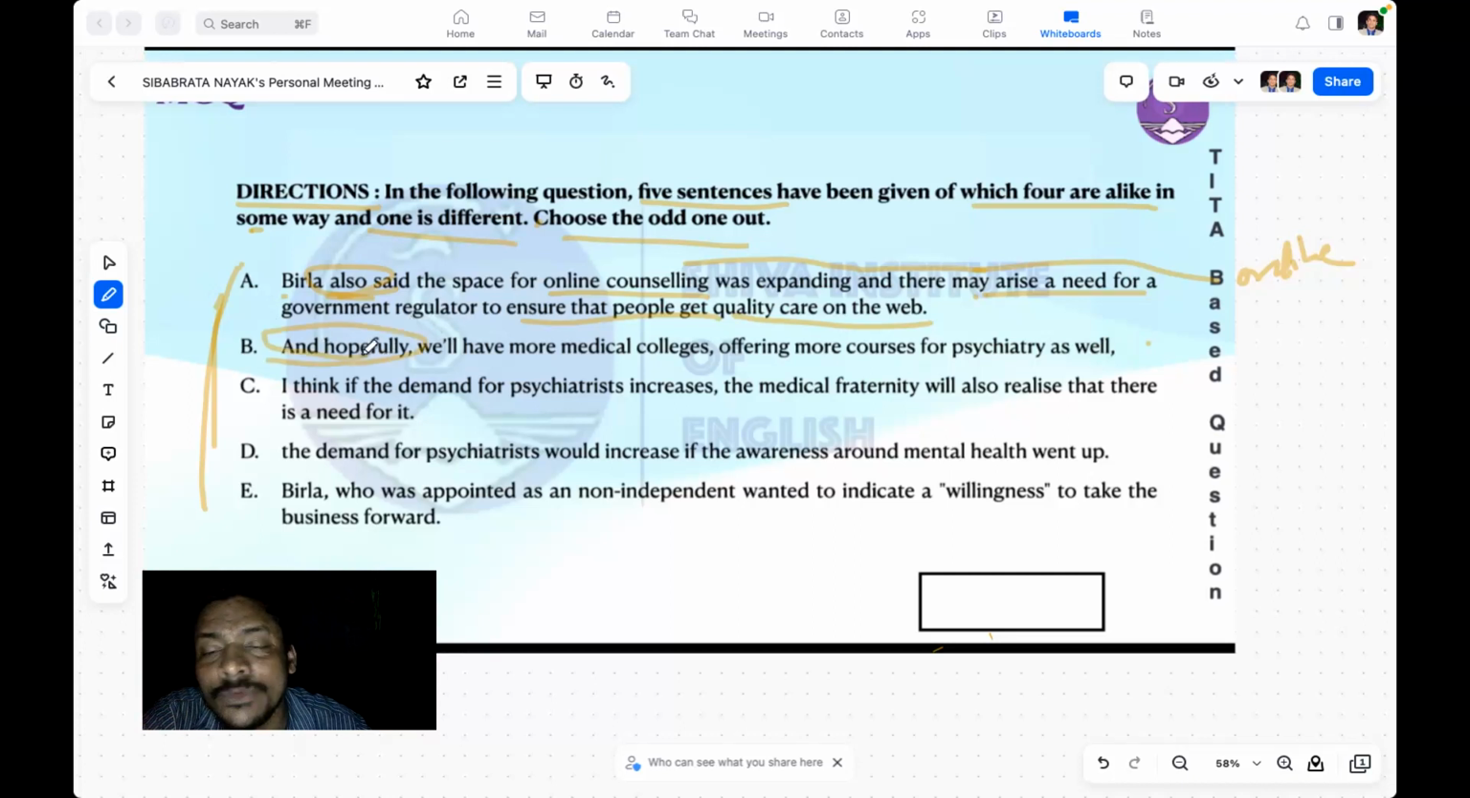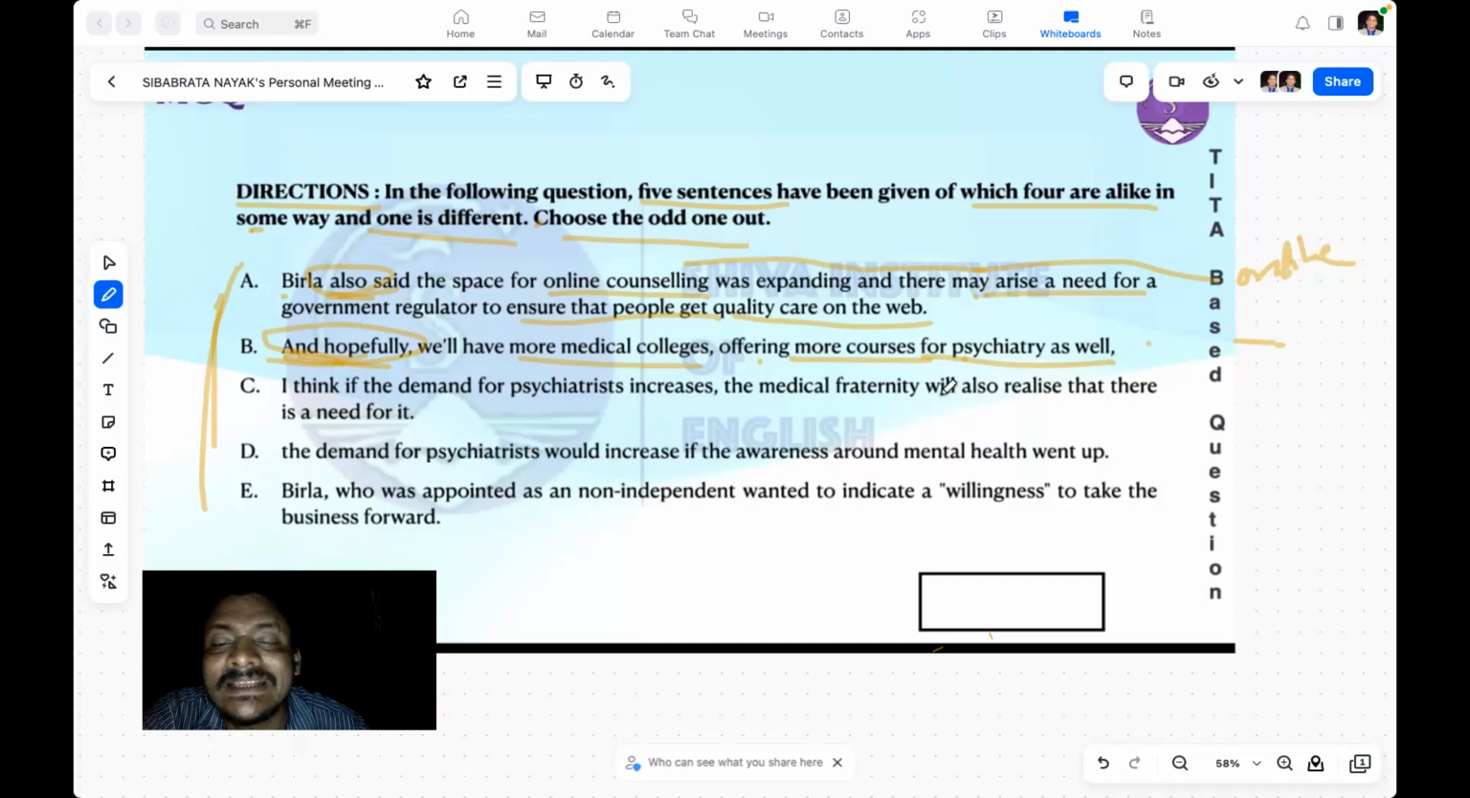Look into the second sentence, which states: and hopefully. This could be called the middle of the sentence, where it does nothing but extend the idea. The words and, moreover, as well as, these extend the idea. And hopefully we will have more medical colleges offering more courses for psychiatry as well. So this particular statement is about needing medical colleges for what? Offering more courses for psychiatry, isn't it?